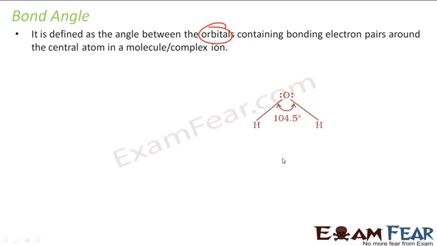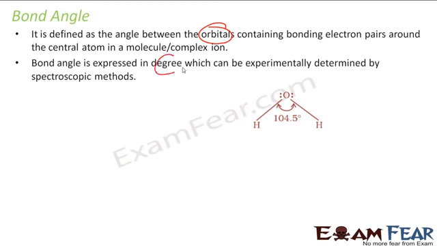So bond angle is nothing but the angle between orbitals containing electron pairs around central atoms. It is expressed in degrees, and it can be experimentally determined using spectroscopy. This helps in determining the shape of a molecule. Please note, this helps in determining the shape of a molecule.